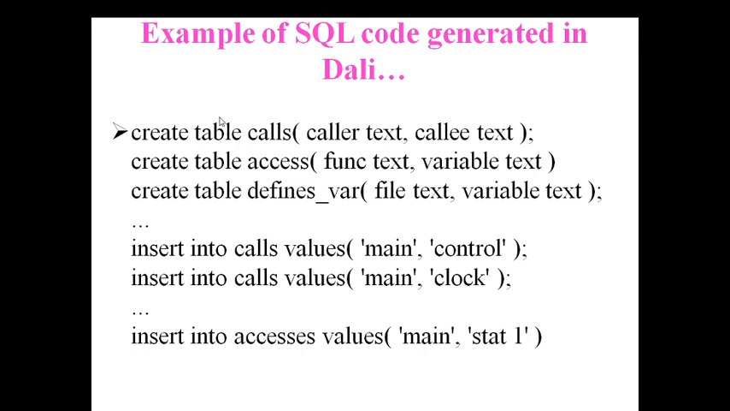Okay, see here. Create table calls. So what calls they have been given or taken: call it text, call it text. That is the names of the caller and the callee. Create table access. They want to access some values based upon the function and the variables. They want to define some variables. Those variables can be file variables or normal variables. They want to insert some values into some functions like main block or control or clock. Okay, some functions in the main block. If that is the case, we have to define it like this.